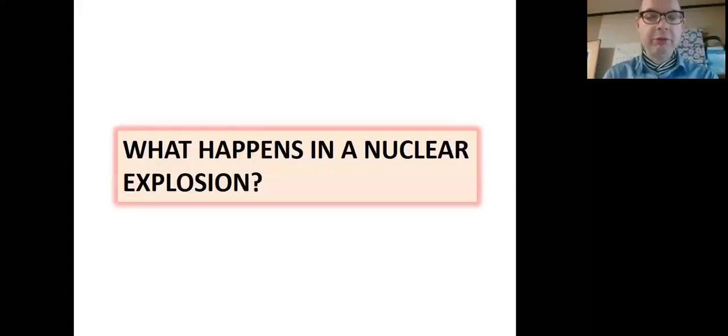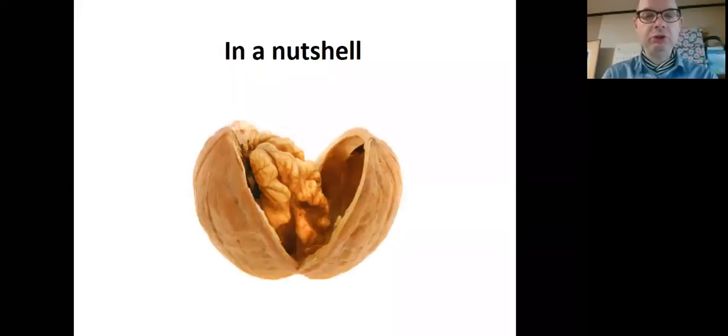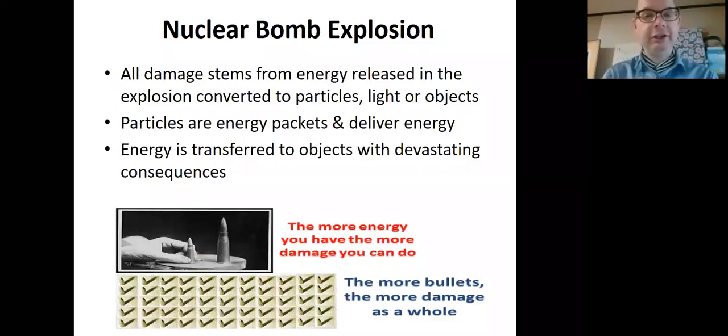So now back to nuclear weapons. What happens in a nuclear explosion? Well, in a nutshell, all damage stems from the energy released in the explosion, which is converted to these particles or bullets, light or objects. So the particles or light carry energy, and this gets transferred to objects, and that heats the material, or it hits the material and can do damage that way. You have to think of these particles as energy packets delivering energy. Energy is transferred to objects with devastating consequences.